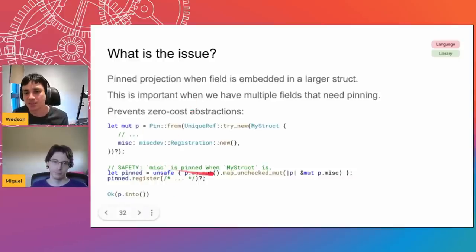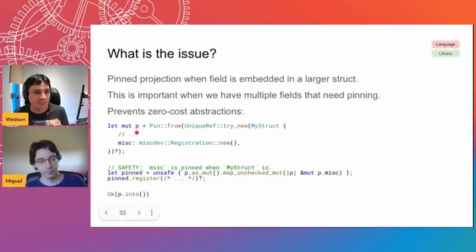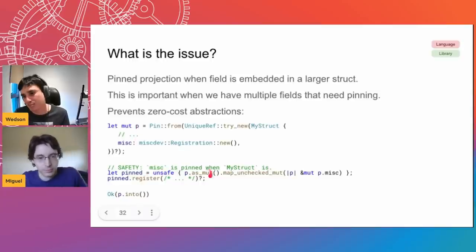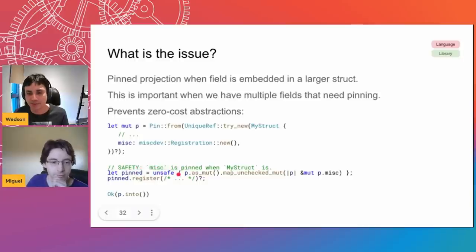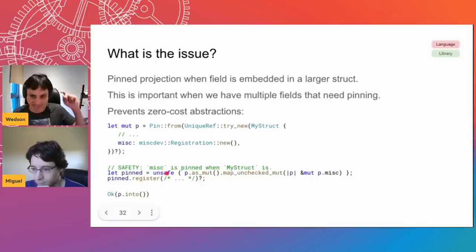This is the situation we have now. In this case, we have the outer object P is pinned. The object itself is pinned, right? But the fields of this object are not necessarily pinned. And to claim that they are pinned, you need this unsafe block, which does the projection, and then you can call register on it. And this is the other unsafe that we saw even in the mutex example. Okay.